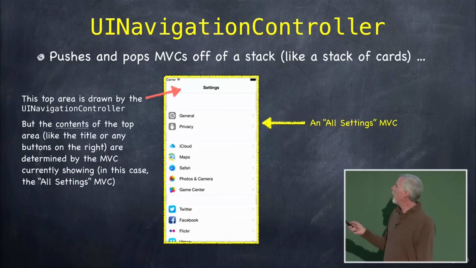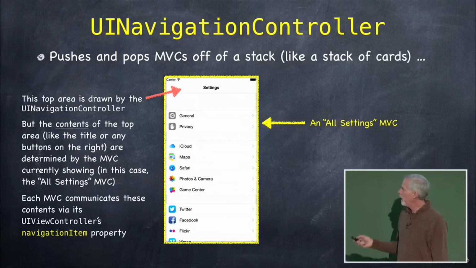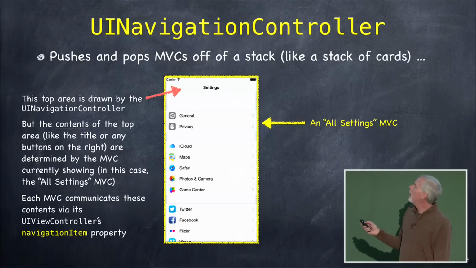This MVC down here has a property on it. It's a view controller property called navigation item. And navigation item has properties in it like the title, any buttons that go here, maybe a back button title, those kinds of things. All of that would be in this navigation item of this all settings MVC, not of the navigation controller.